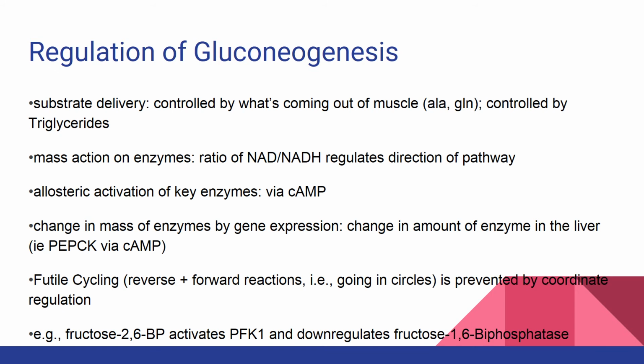The regulation of gluconeogenesis. This cycle is regulated through different ways. 1. Substrate delivery, controlled by what is coming out of muscles, such as alanine and glutamine, and controlled by triglycerides. Another way would be mass action on enzymes, the ratio of NAD and NADH, which regulates the direction of the pathway. Another way would be allosteric activation of key enzymes, such as cyclic AMP. Another, change in mass of enzymes by gene expression. It also changes the amount of enzymes in the liver, PepCK, via cyclic AMP. This cycle is also prevented by coordinate regulation, which regulates reverse and forward reactions. An example would be fructose 2,6-bisphosphate activates PFK1 and downregulates fructose 1,6-bisphosphatase.